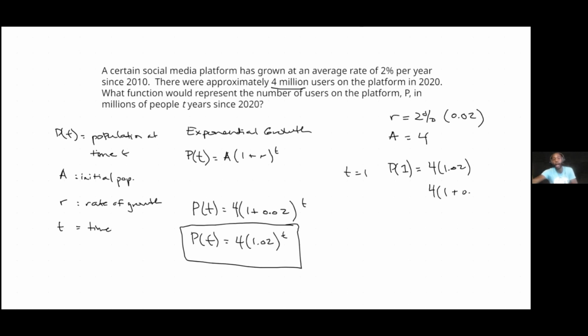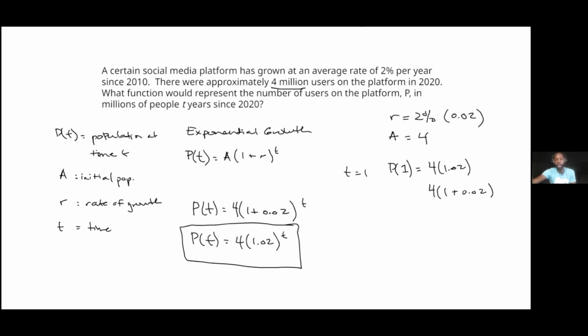Think about it using the distributive property. 4 million times 1, that's your initial 4 million, then plus 4 million times 0.02. That's going to be the percentage added. So then you have the initial 4 million plus the percentage that was added to it. So that's how you know this is set up right.